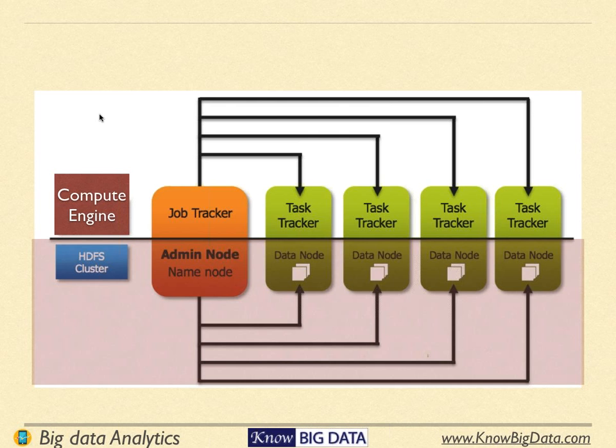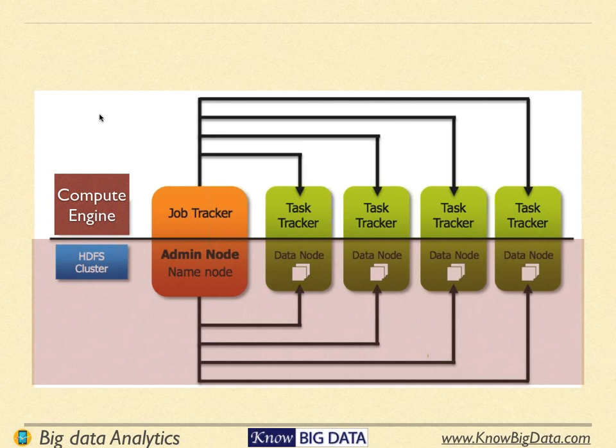One computer is dedicated to name node and job tracker, and on 100 computers you have data nodes and task trackers. The data is distributed across the cluster on the data nodes. All right. Now you go to job tracker, that here is the name of my file. Can you just find all the lines that contain my name?